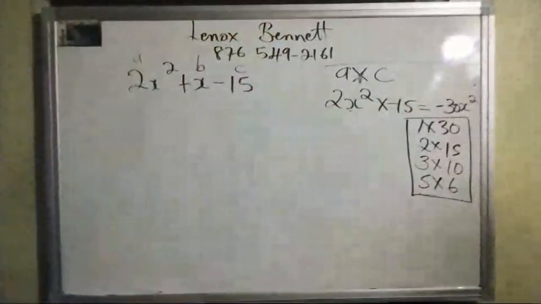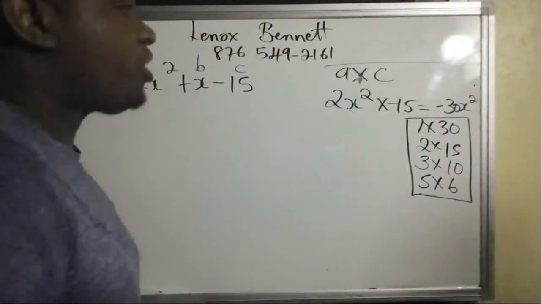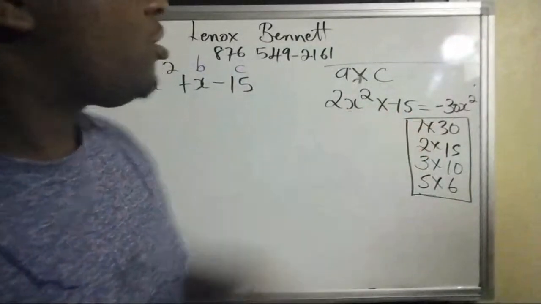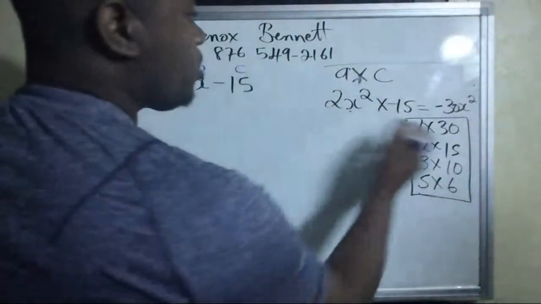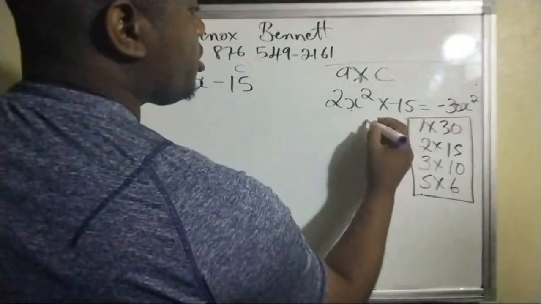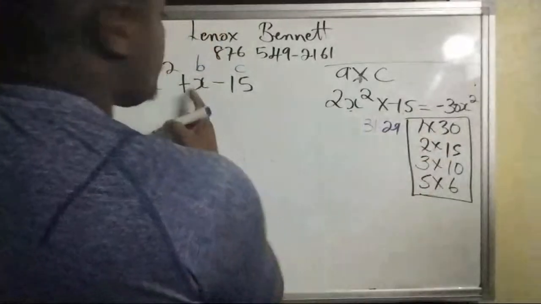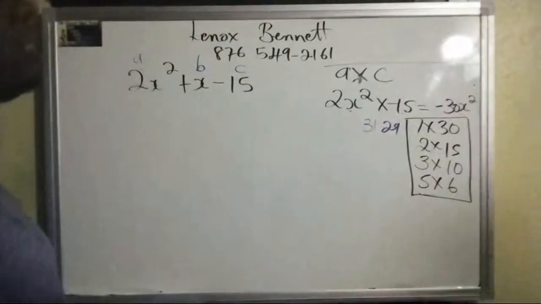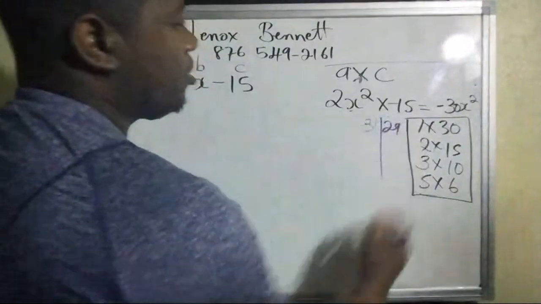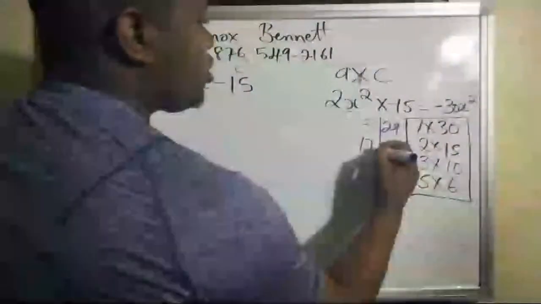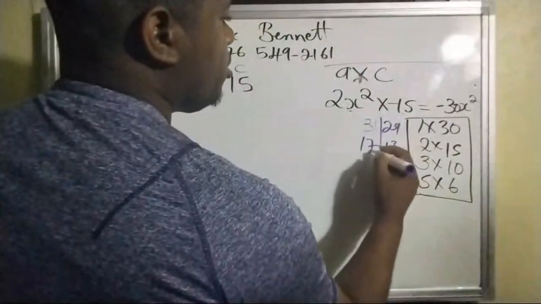Watch out now, guys. If you add 30 and 1, it's either of 2 numbers you can get. You add, you get 31. You subtract 1, you get 29. That can't be 1. 2 plus 15, that's 17. If you subtract, that's 13.